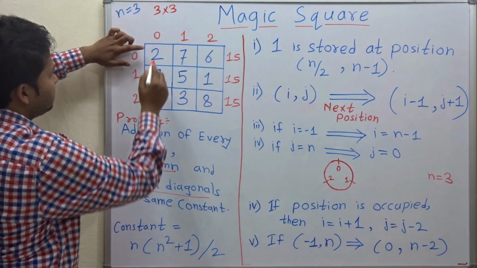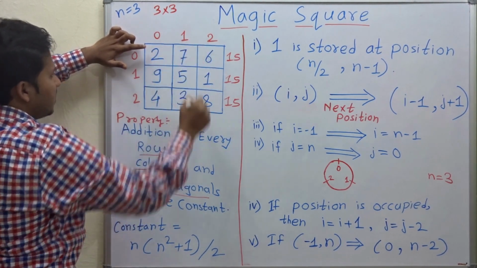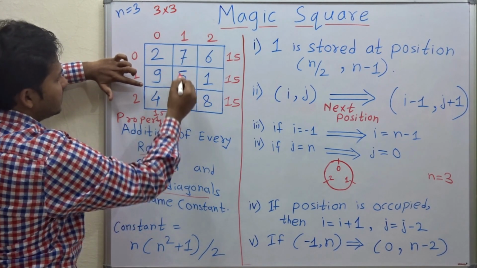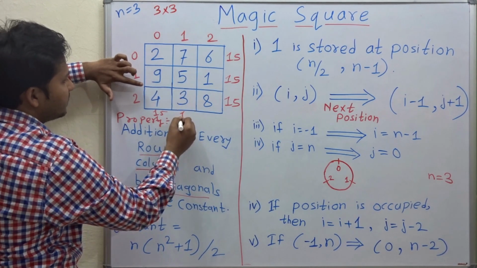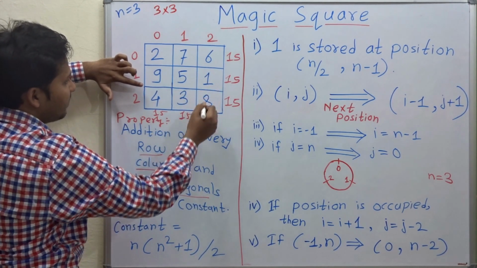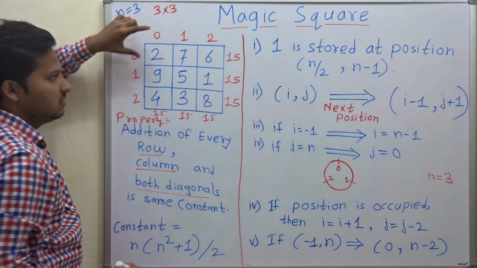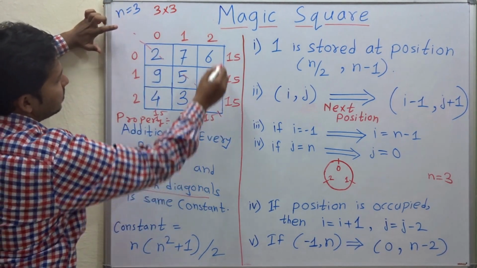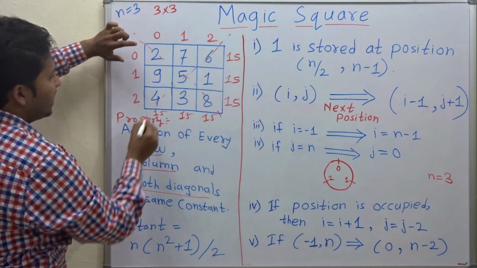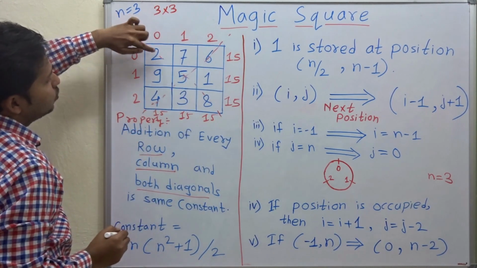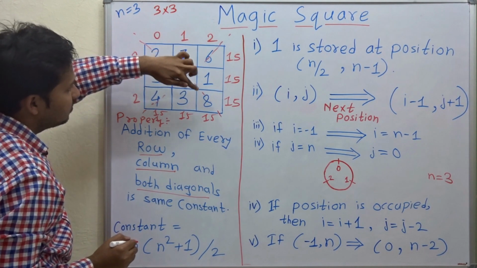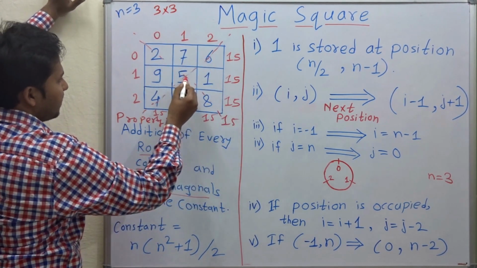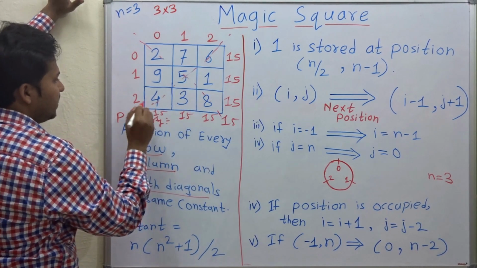Okay. Then the columns now, 2 plus 9, 11 plus 4 is 15. Then 7 plus 5 is 12 plus 3 is 15. 6 plus 1 is 7 plus 8 is 15. See, all the columns have same addition and both diagonals. See, these two diagonals. So 2 plus 5, 7 plus 8 is 15. Then 6 plus 5 is 11 plus 4 is 15.